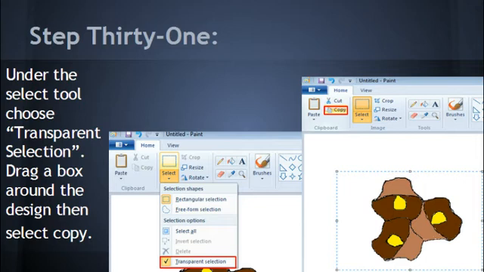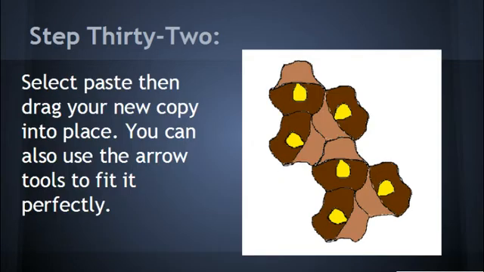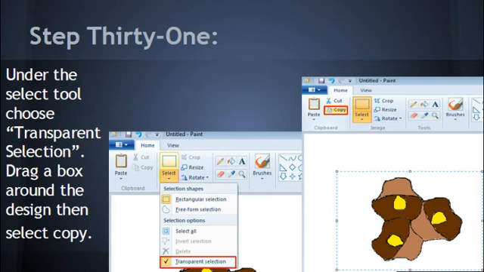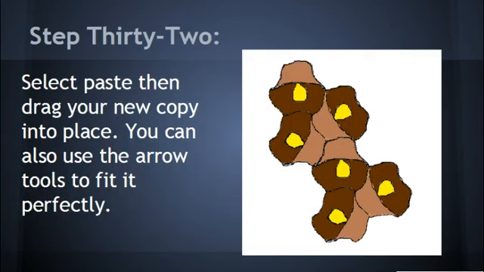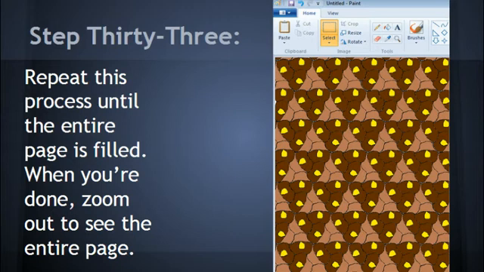So actually, instead, just click the drop down menu under select, click on transparent selection, and then make your selection. When you do this, be sure to click copy after you select it, that way your whole design is copied. Then paste your copy, and your copy should be identical, and you just attach that to the original figure. So you repeat this process until the entire layout and the entire page is filled.